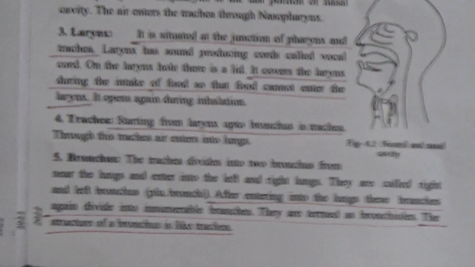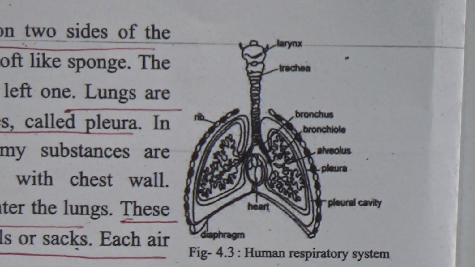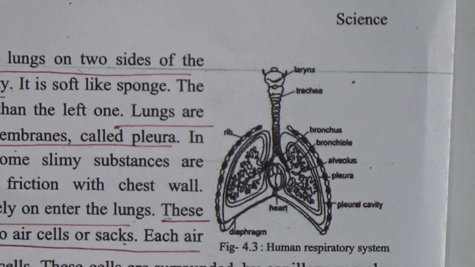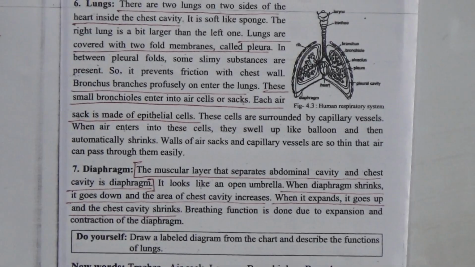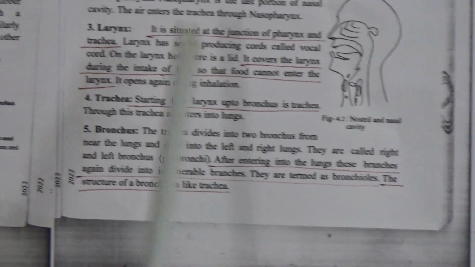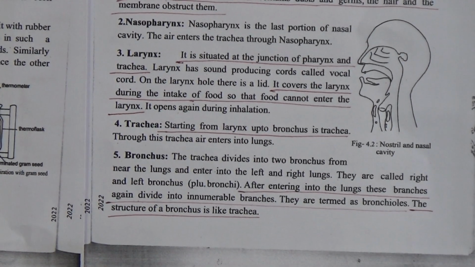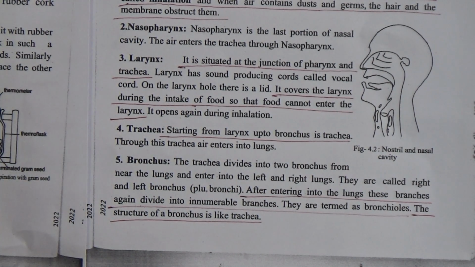Here you can see the picture of a larynx. The larynx tube and our food tube are together. When we take food, this thin lid covers the larynx, and after we finish the food, this lid opens again and it takes oxygen.